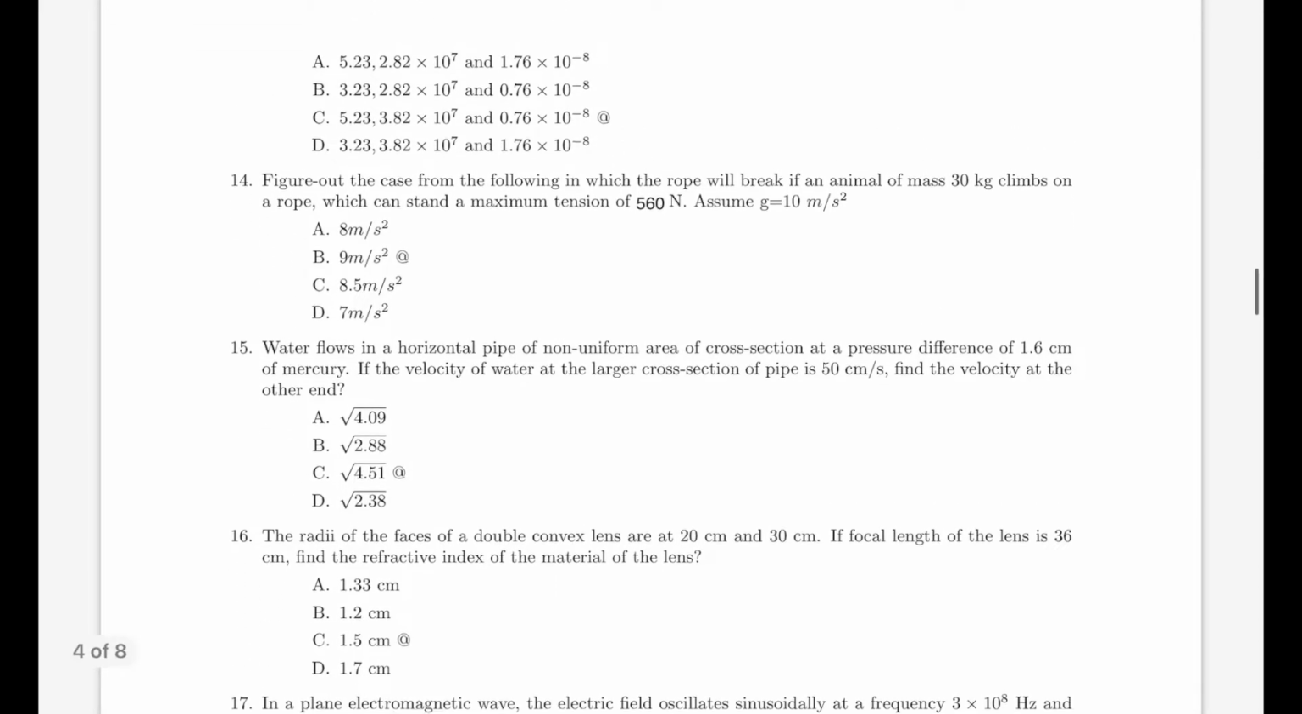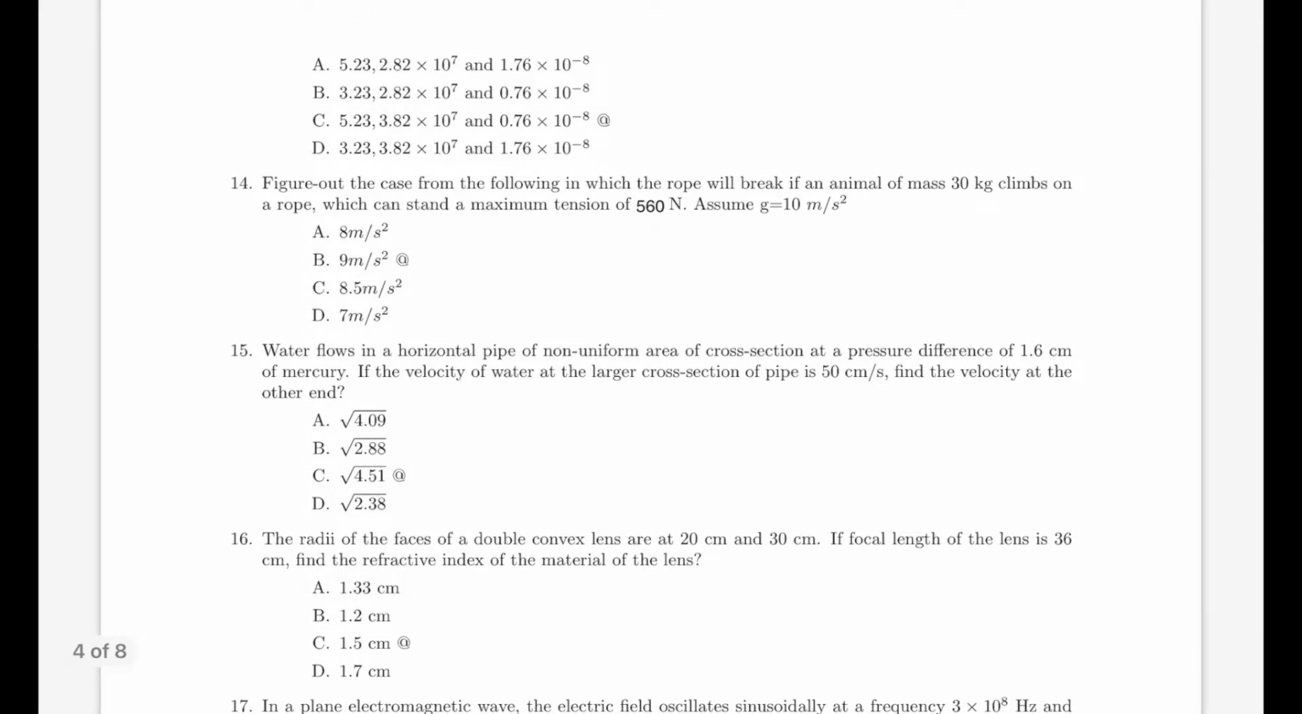So let's start with the 15th problem. The 15th problem says water flows in a horizontal pipe of non-uniform cross-sectional area at a pressure difference of 1.6 centimeter of mercury. If the velocity of water at the larger cross-section of the pipe is 50 centimeter per second, find the velocity at the other end.